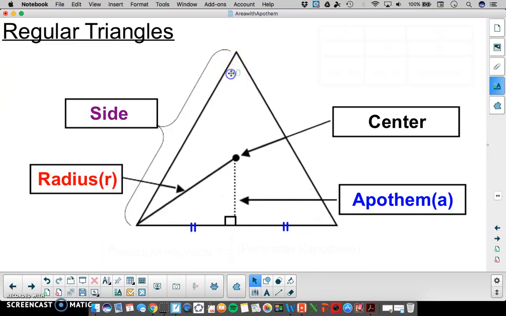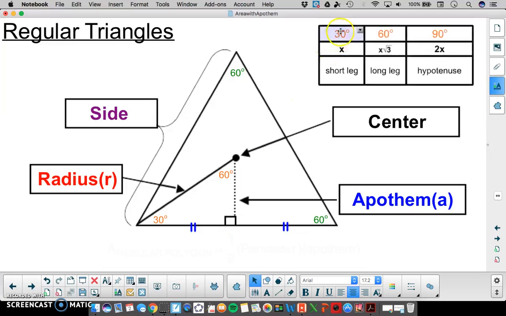Because we know the angles inside an equilateral triangle are 60, we also can tell something about this right triangle here. The radius will actually bisect that angle and make a 30-degree angle here, which makes with our 90 a 60-degree angle at the center, making this right triangle here a 30, 60, 90. So we'll actually be using the 30, 60, 90 pattern to help us solve for certain pieces that we're going to be missing.